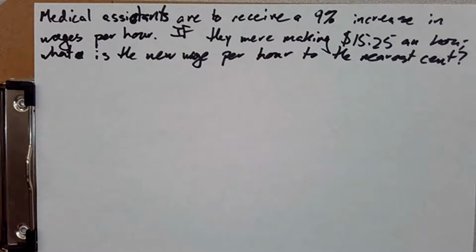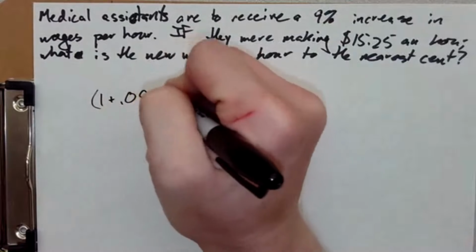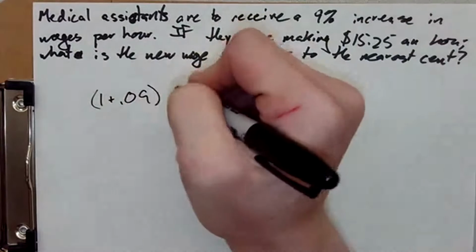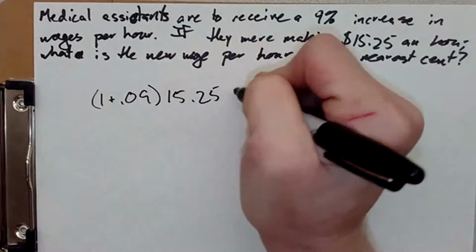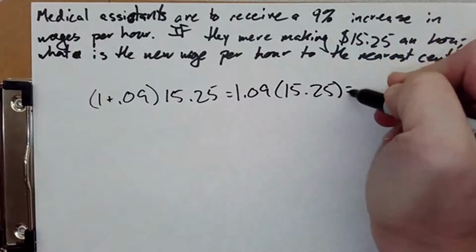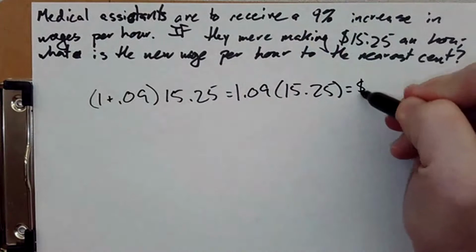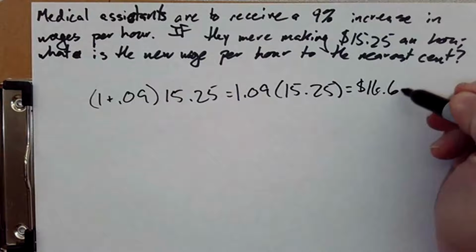We can do what we were doing before, or we can do this a little differently and do it all in one step. We can take 1 plus 0.09 times our $15.25. So that's 1.09 times 15.25, which gives us 16.6225, or to the nearest cent, $16.62.